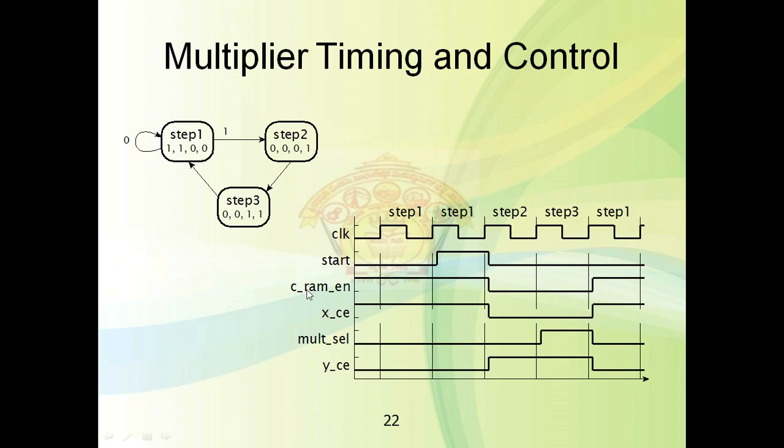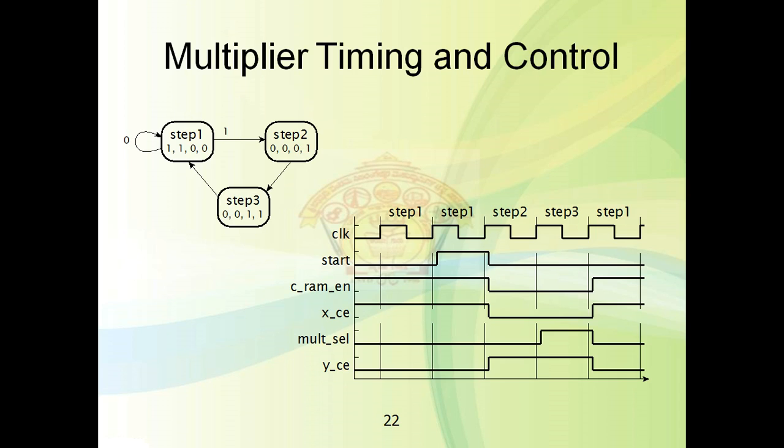Okay, so here we require the control signals. What are the control signals we require? That is CRAM enable, X chip enable, mult select, Y chip enable. Okay, so particular signals will be high or activated at a particular time. For that purpose, we already know that the data path will be controlled by the control section, and the control section is nothing but a finite state machine. Okay, now this diagram represents the finite state machine. So the finite state machine will generate control sequences.